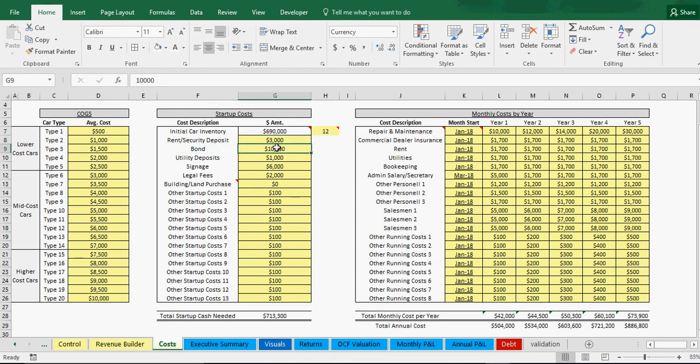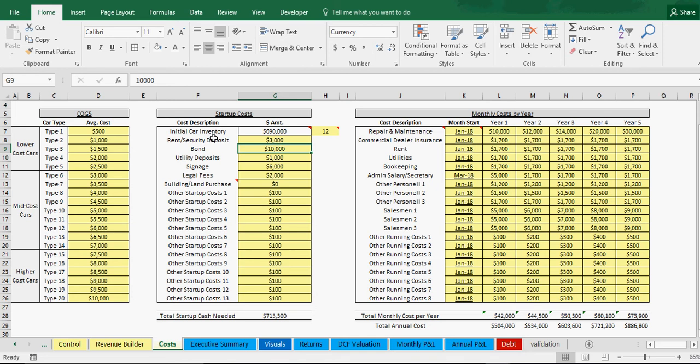Then you've got to get bonded. That could be, it depends. Utility deposits, that's standard. Signage, just for getting your advertising up. Legal fees, possibly. And then we have a big item here, building land purchase. So this is if you don't plan to rent. If you're just going to buy the piece of land and property, this could be maybe 500,000. Maybe you're constructing something, and then you would not have any, you'd put 0 in for rent, security deposit. And then that would just add to your total startup costs, cash needed. But for now, we'll just leave it as is.